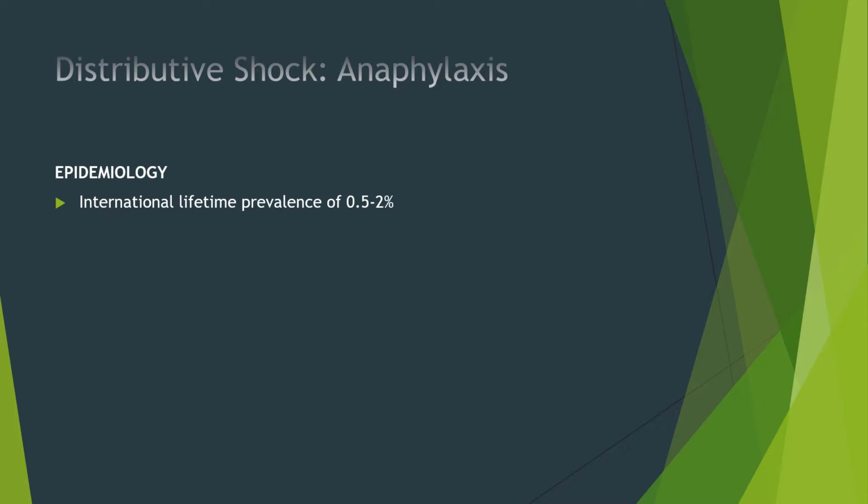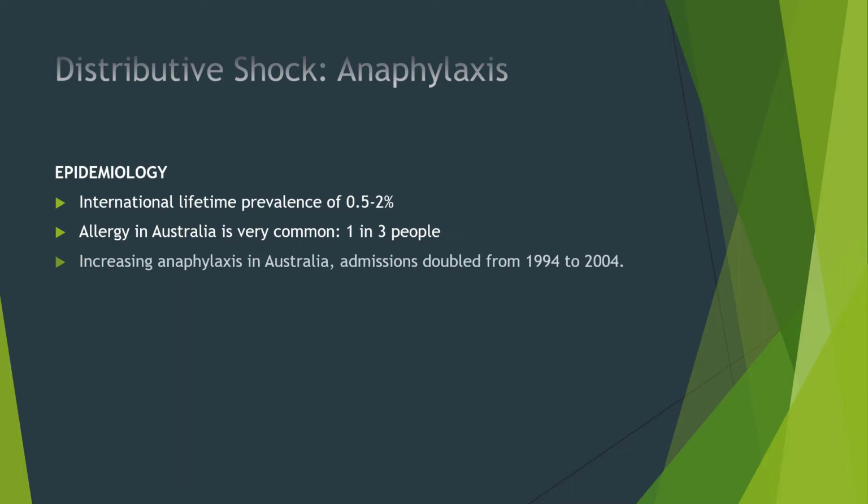What we do know is that the international lifetime prevalence appears to be about 0.5 to 2% of the population. Allergy in Australia, allergy itself, by the way, which is obviously a spectrum of mild reaction to anaphylactic reaction, is very common in Australia. So about 1 in 3 people will develop allergies at some point in their lifetime. There's an increasing incidence of anaphylaxis in Australia, and admissions have doubled from 1994 to 2004, from just over 4 patients per 100,000 to 10 per 100,000.